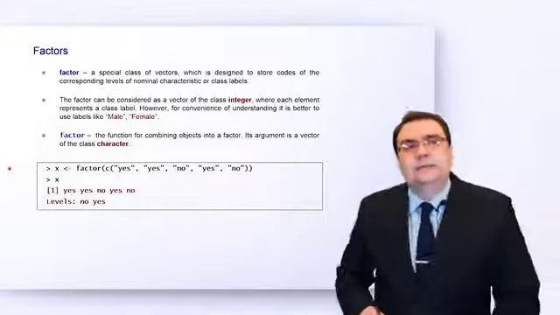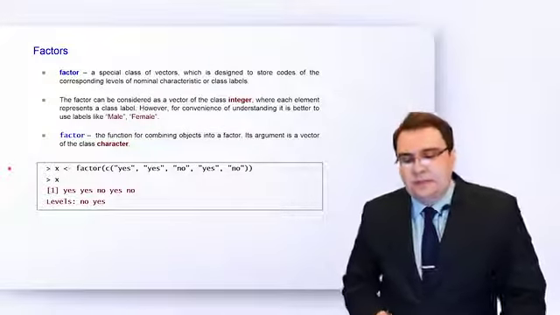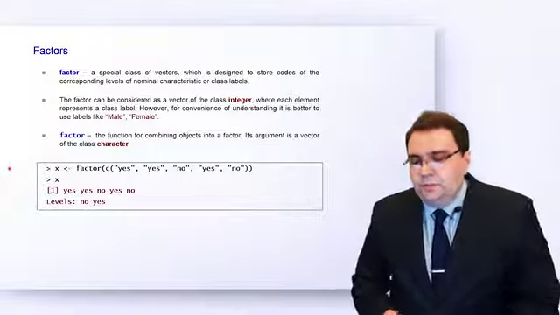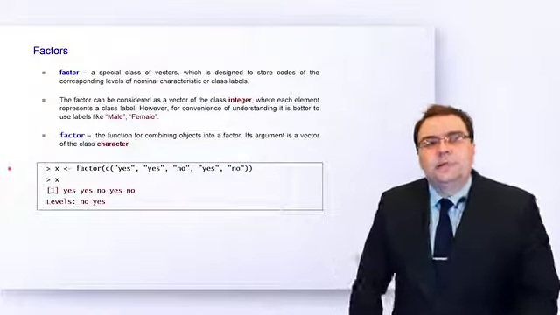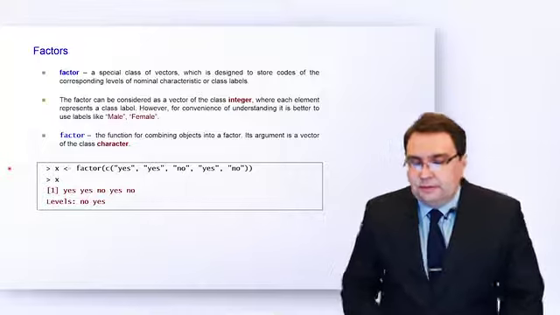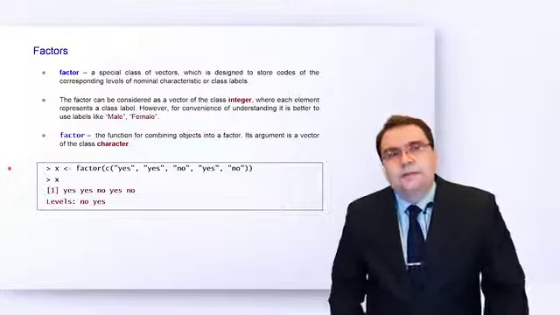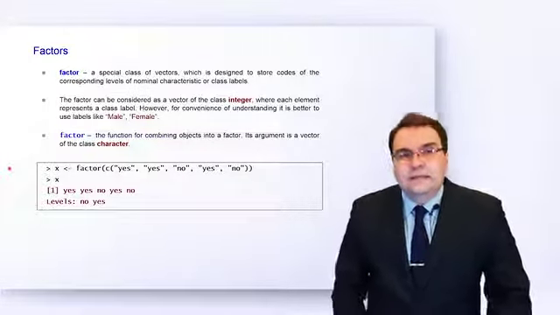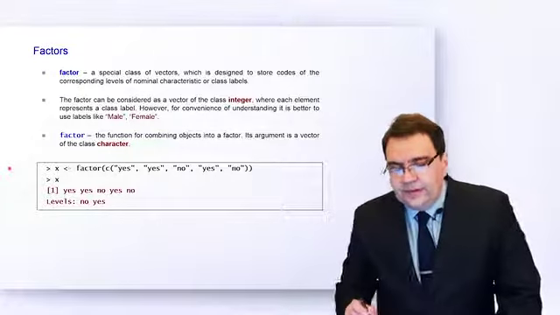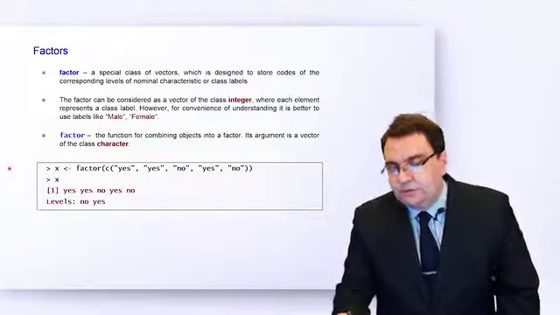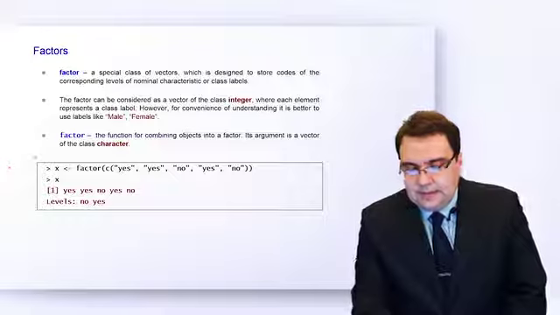The next data structure is factor or factors. Factor is a special class of vectors which is designed to store codes of the corresponding levels of a nominal characteristic or class label. The factor can be considered as a vector of class integer where each element represents a class label. This is often used in ANOVA analysis. So we use the function factor for creating factors or combining objects into a factor. Its argument is a vector of class character. And there is an example.